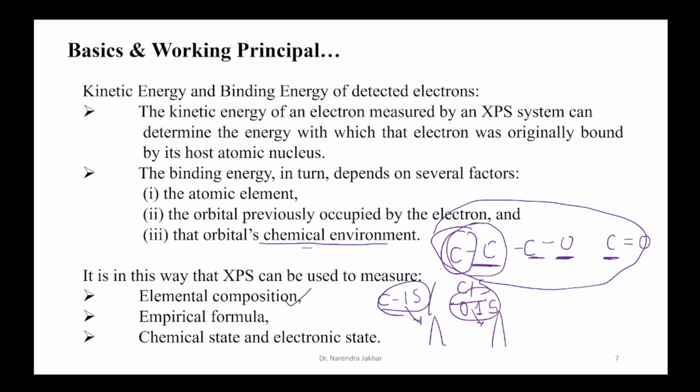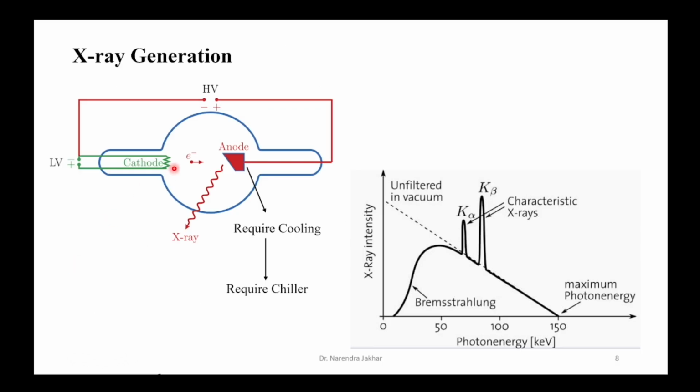So it also provides us the elemental composition, empirical formulas on the basis of the elemental compositions and their proportion, and the chemical state and the electronic states as we discussed here. So this is very valuable information when we are going to study the sample surface.